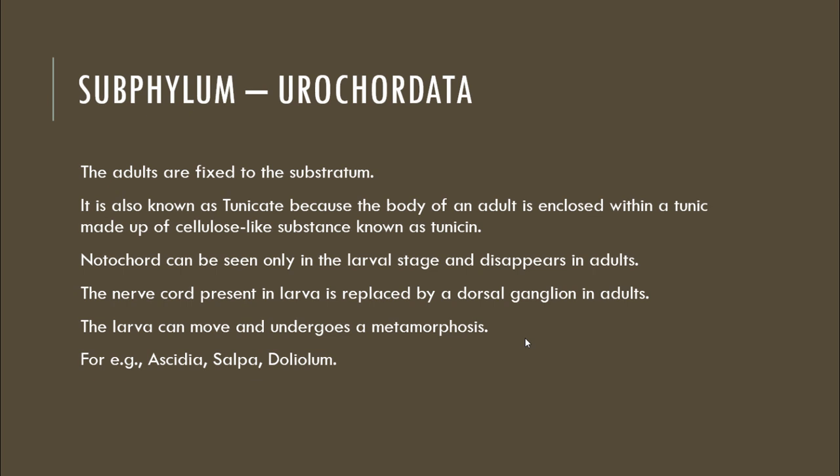So that's the idea. Notochord can be seen only in the larval stage and disappears in adults. I think I told you guys that. The nerve cord present in the larva is replaced by a dorsal ganglion in adults. Don't forget, the notochord can be seen only in the larval stage and disappears in the adults, although some part of it still remains in the tail region. That's the idea. The larva can move and undergoes metamorphosis. What's metamorphosis? Stages of growth. Examples here are Ascidia, Salpa, and Doliolum. You don't need to bore yourself with this. Just know that there is something called Urochordata.